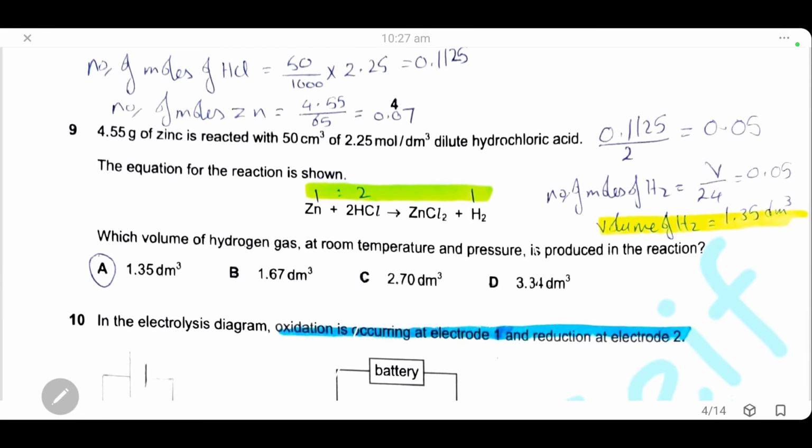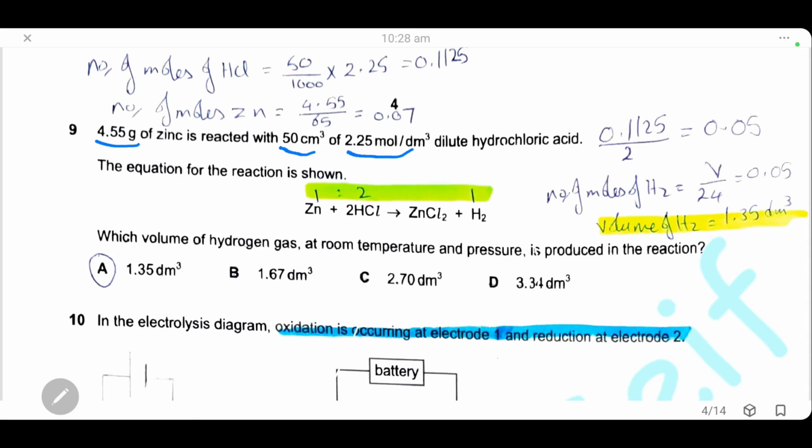Question 9. We have 4.55 grams of zinc reacted with 50 centimeter cube of 2.25 mole per decimeter cube dilute hydrochloric acid, and the equation of the reaction is shown. So here we have the mass of zinc and the volume and the concentration of hydrochloric acid. Which volume of hydrogen gas at room temperature and pressure is produced in the reaction?